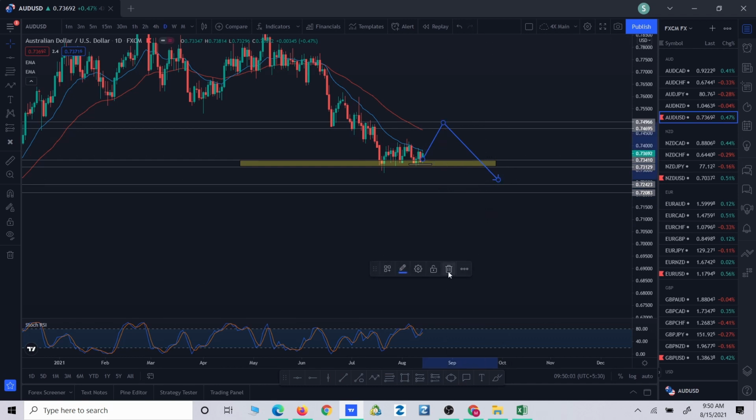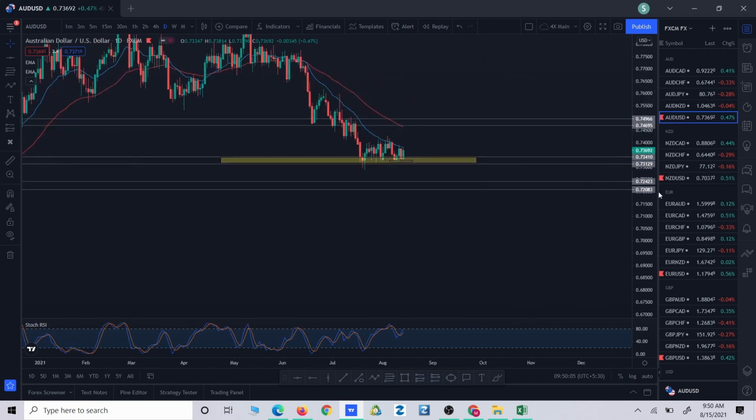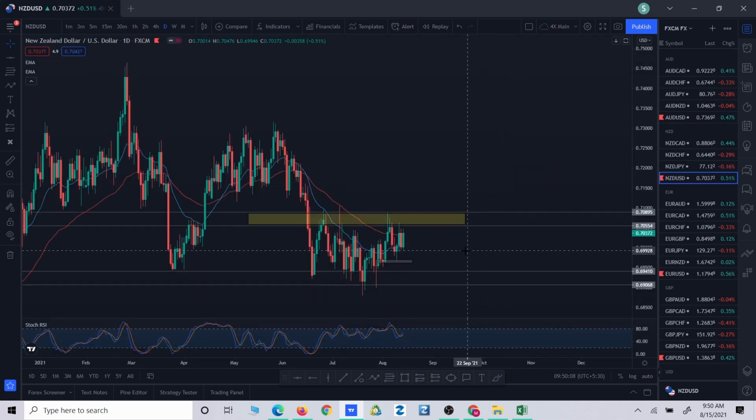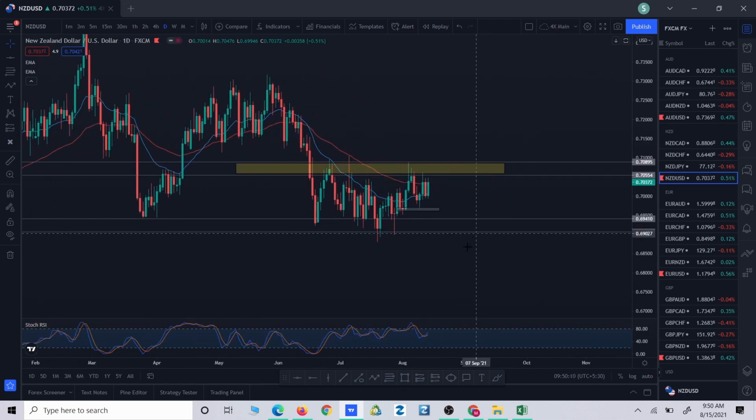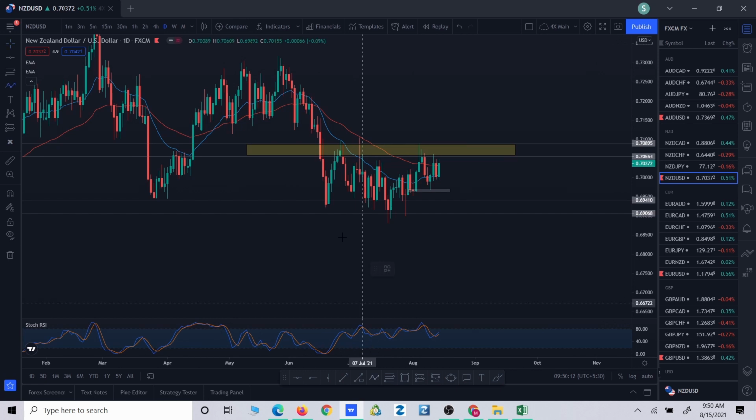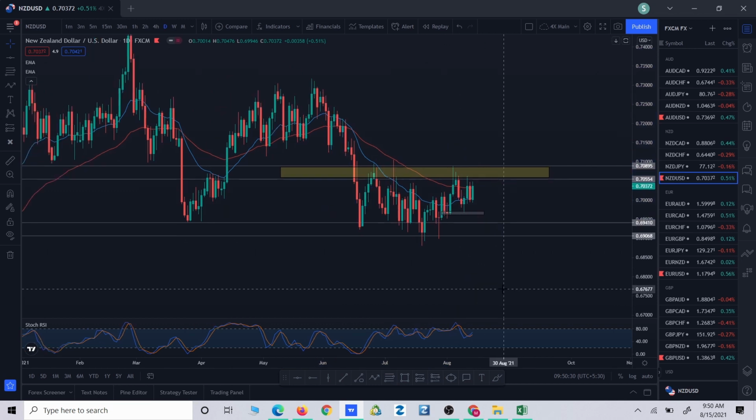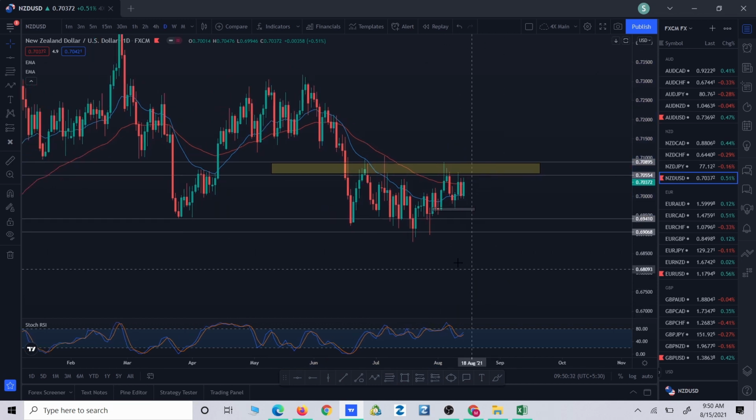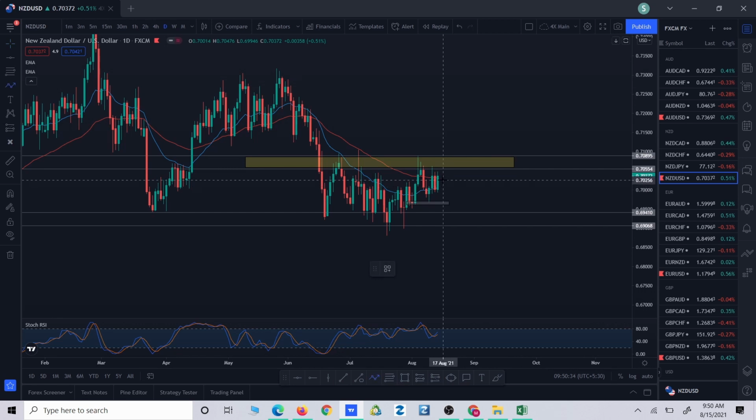Next, we will move to NZDUSD. NZDUSD is also in a downtrend like the AUDUSD. Starting from here, we have the low, lower high, lower low, lower high, and lower low, and since then the price is here between this high and this low, and it's been in a range. So now what are the possible trading setups that we can focus on in this market?